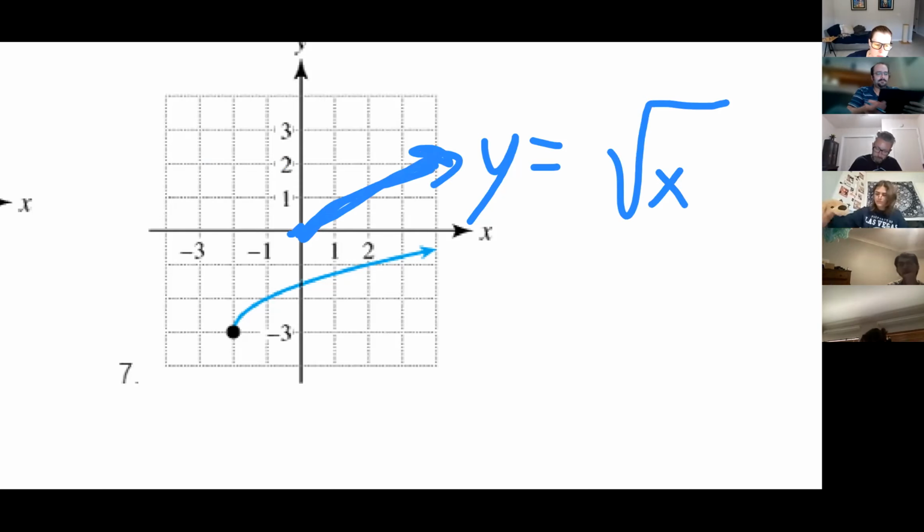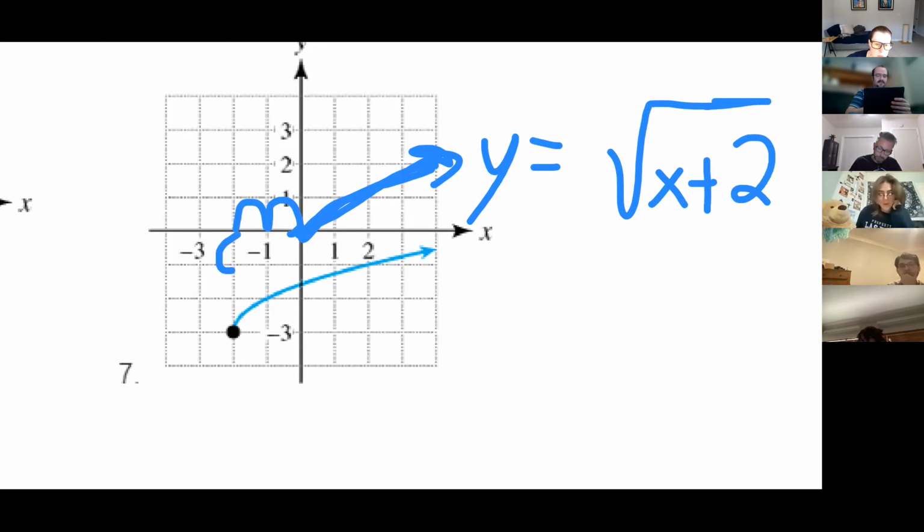It's inside of the square root because it's going left. So we're going left 2. So what should I put inside of the square root? +2. This should be a +2. Yes, sorry. And then I also went down 3, so I have to put a -3. I'm running out of room here. And that should be on the outside.